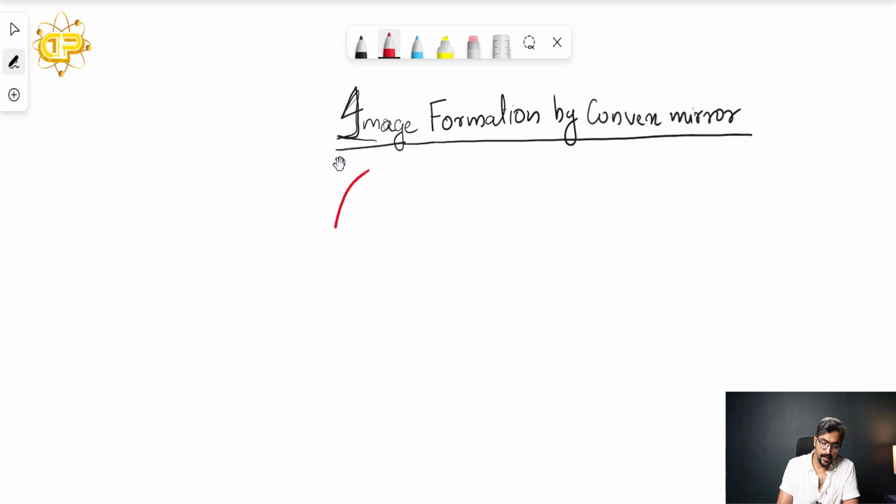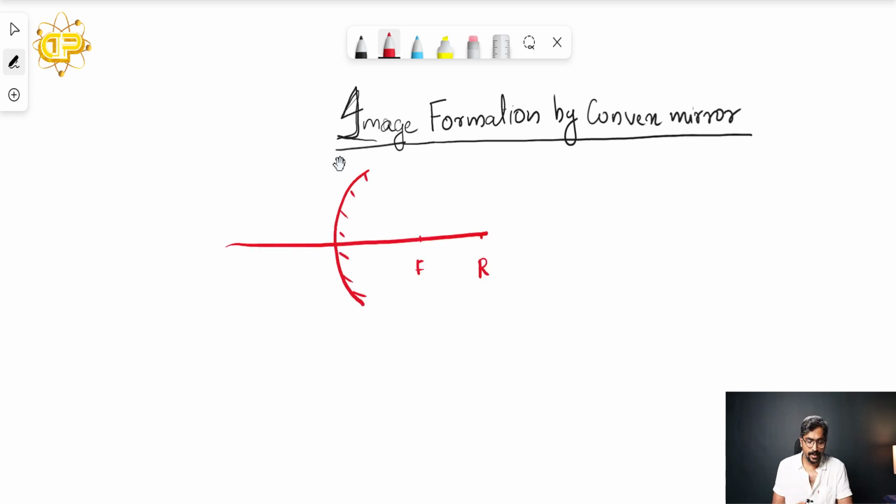Let this be a convex mirror. You can see in the case of a convex mirror, the principal focus is at the right side of the mirror. Why? Because virtually we are getting the images there, and we have seen what is principal focus in the previous session. If those who haven't gone through, kindly go through those videos also and come back.